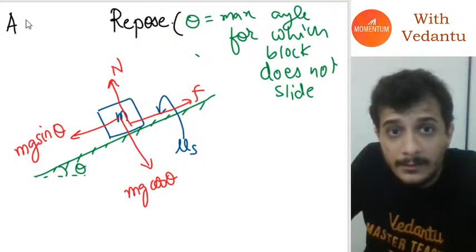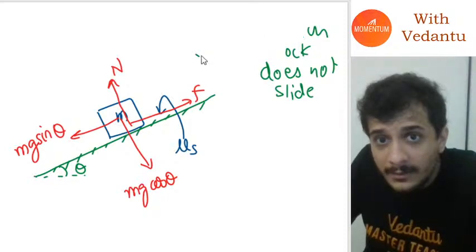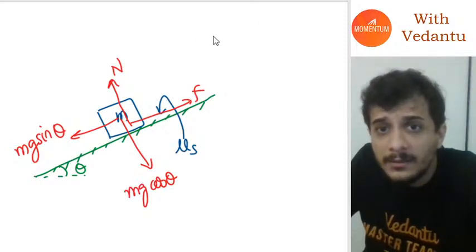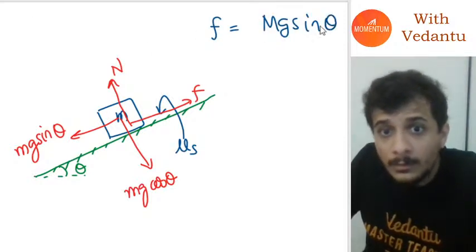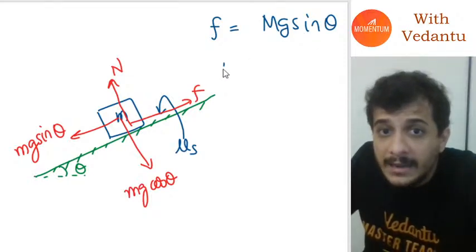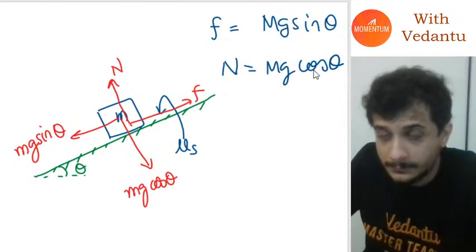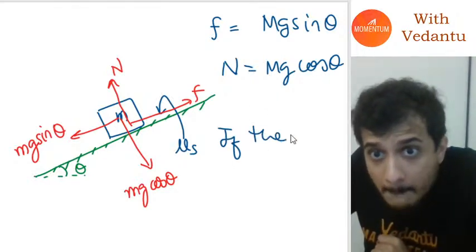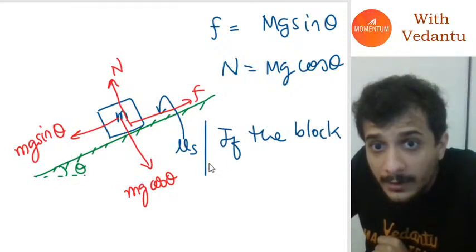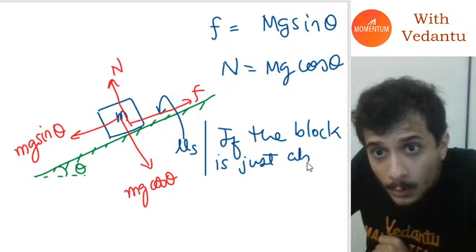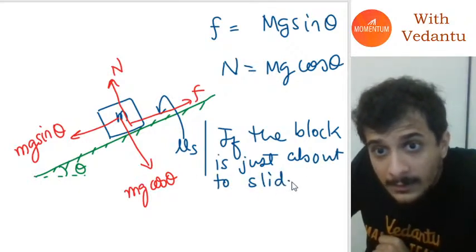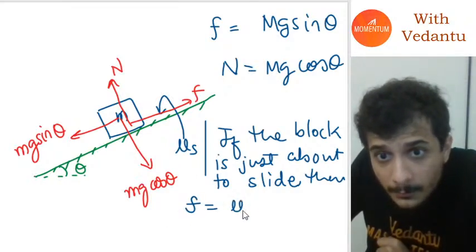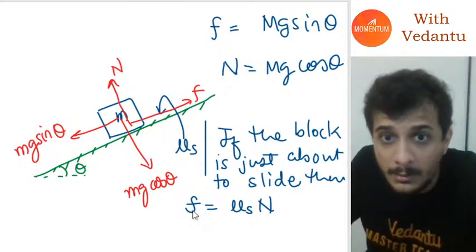Now, guys, what I can say here is that since the block has not yet started moving, I can very simply say F is equal to mg sine theta, and the normal reaction is equal to mg cos theta. Now, if the block is just about to slide, then what I can say is that force of friction is mu s into N.